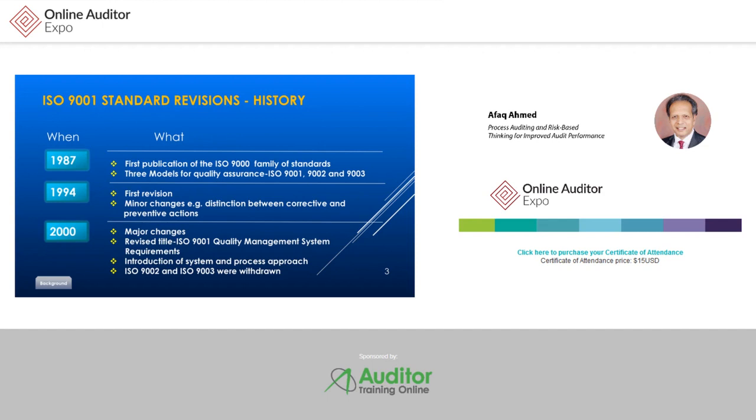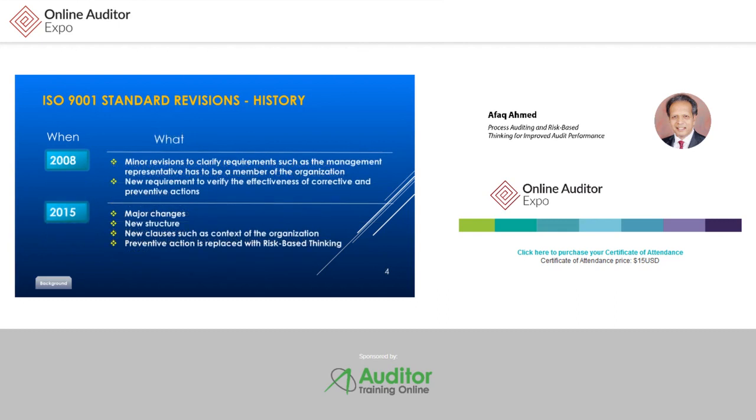At that time, minor changes were made to the standard. The ISO 9001-2000 revision resulted in major changes. The title was revised to ISO 9001 Quality Management System Requirements to shift the focus from merely a quality assurance model to a management system focused on achieving results. One of the most significant changes was the introduction of system and process approach to quality management.